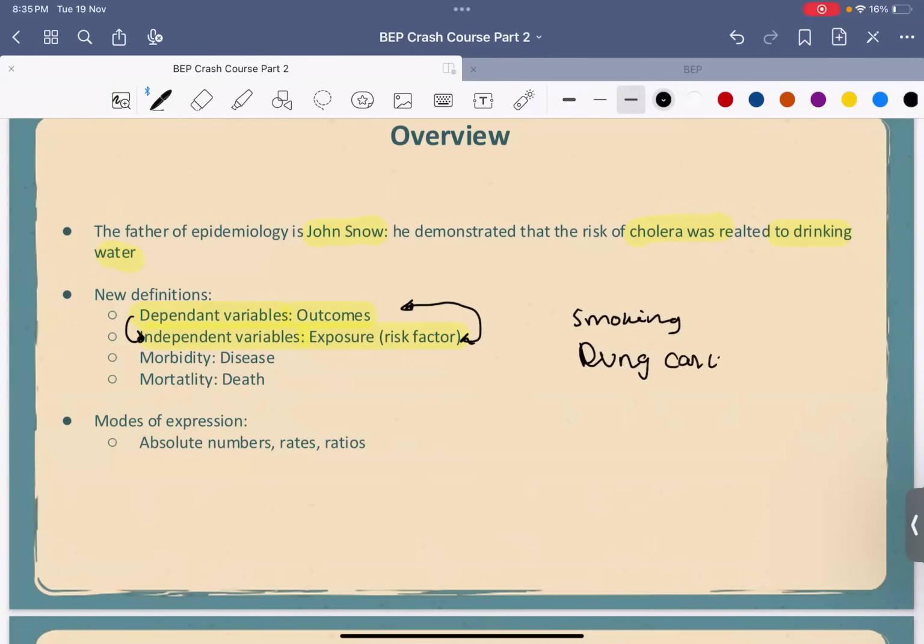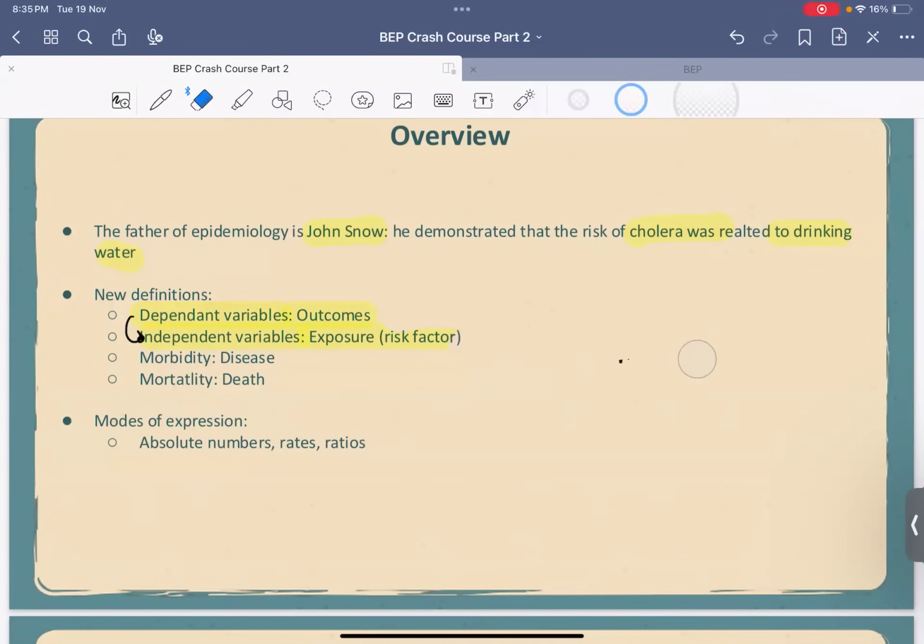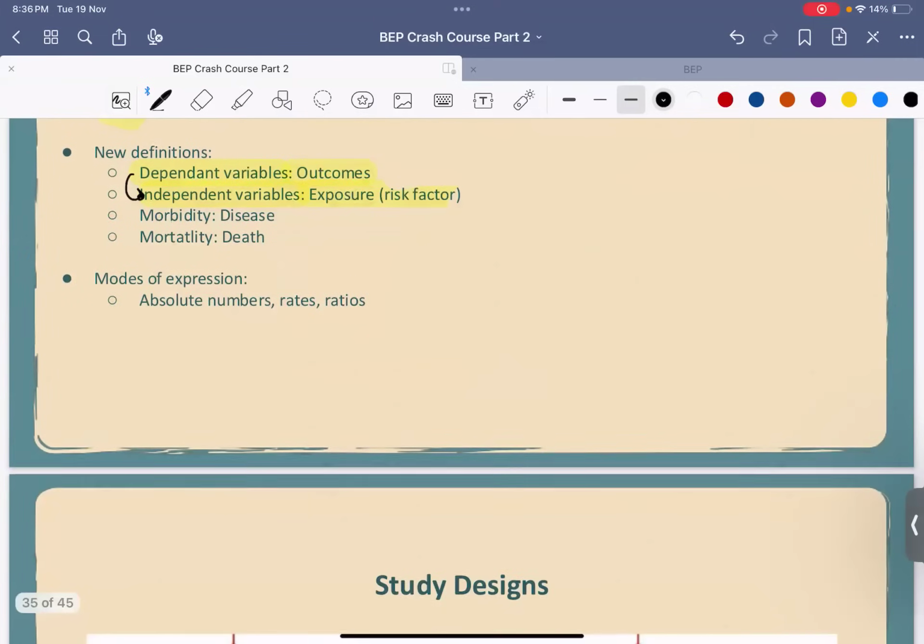And you need to know this very well, and the way Dr. Hala used to ask is she used to bring a case and tell you, is this a dependent or an independent variable? What type of variable is smoking, for example? So you need to really understand it. Whatever causes something is independent, the risk factor. And what this risk factor causes is the outcome, which is the dependent.